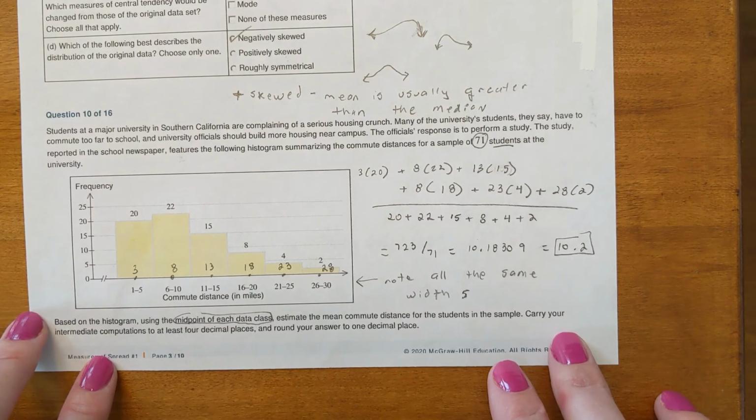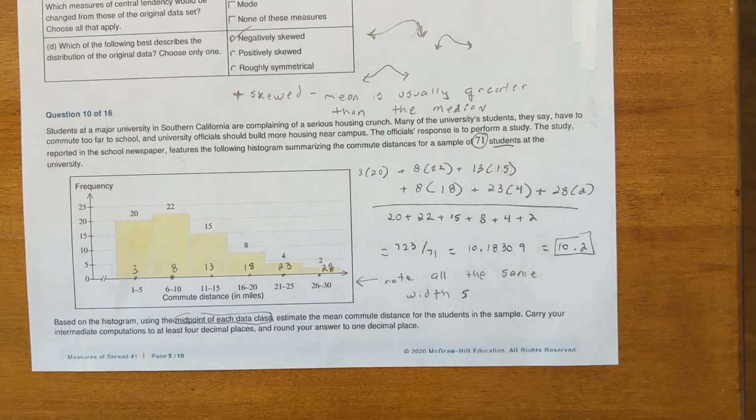Number 10. Students at a major university in South Carolina are complaining about a serious housing crunch. Many of the university students, they say, have to commute too far to school, and university officials should build more housing near campus. The officials' response is to perform a study.